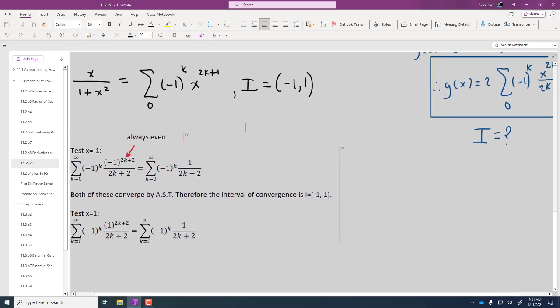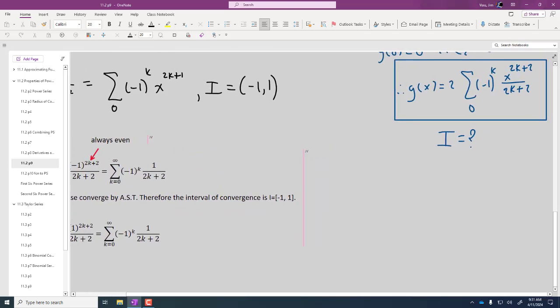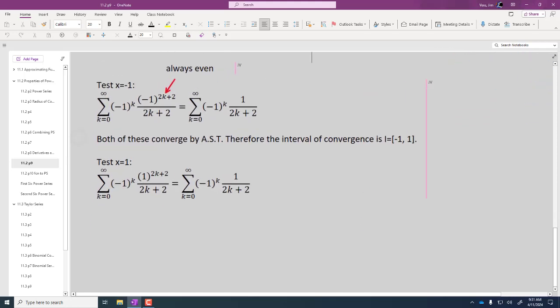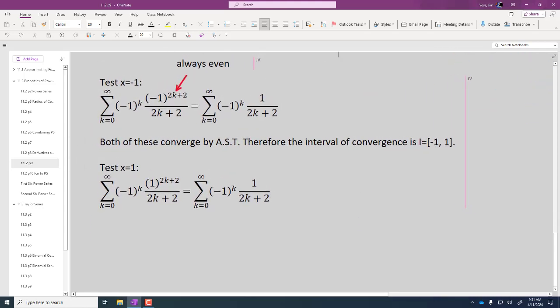So all I did was plug in -1 for x and 1 for x. So that's just right here. -1 and 1 for x. Right there. And -1 raised to this power, that power is always an even power. Right? 2k is always even, and if you add 2, it's still even. So that wipes out this numerator and turns it into just a 1. When we plug in the endpoint 1, we actually end up with the exact same series.